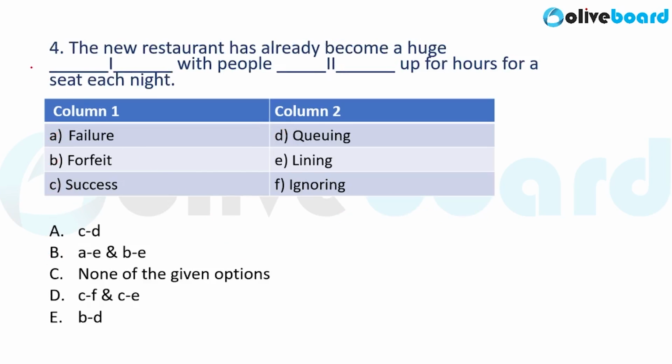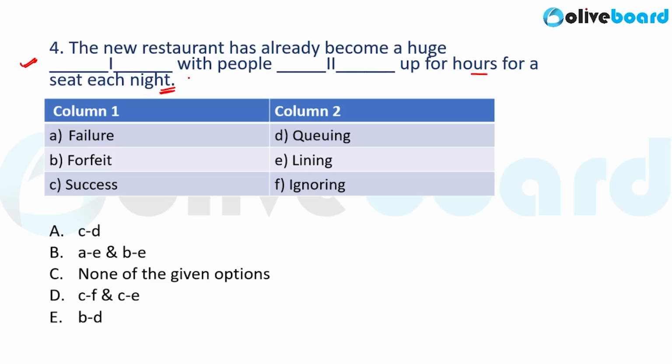It is a similar type of question, so I want you to solve this question yourself. Now that you have solved the question, let us go through the sentence. The sentence says, the new restaurant has already become a huge dash with people dash up for hours for a seat each night. So people stay up for hours for a seat each night.